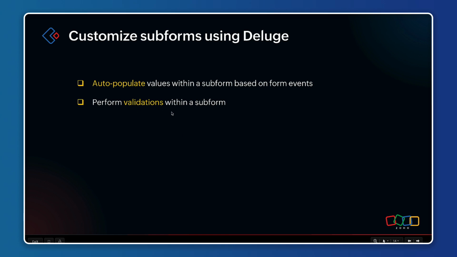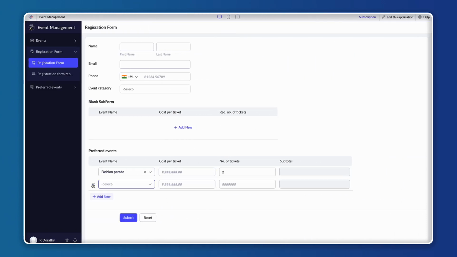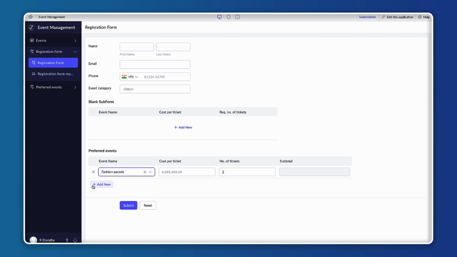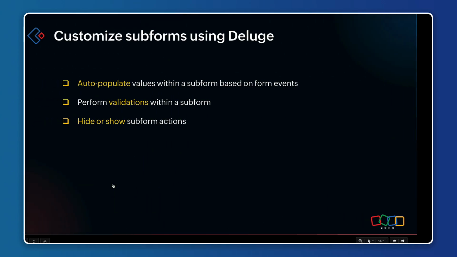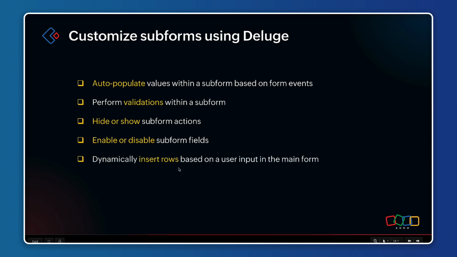You can perform validation based on the data that is given as an input within your subform. You can hide or show subform actions. Subform actions as in adding a new row or deleting a row that is added. So these are called your subform actions. So you can hide or show these subform actions to the end users of the application. You can also enable or disable the subform fields. So that is possible using Deluge. Followed by, you can insert rows into your subform as well based on the user input of the main form.